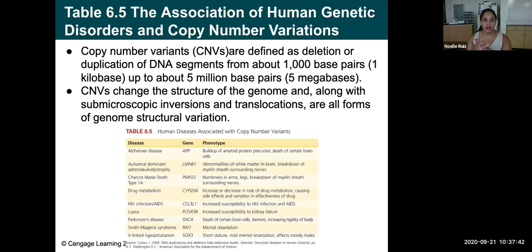Copy number variants are defined as a deletion or duplication of DNA segments from about 1,000 base pairs, which is 1 kilobase, to about 5 million base pairs, called 5 megabases. CNVs change the structure of the genome, and along with submicroscopic inversions and translocations, they're all forms of genome structural variation. So this is when it happens on a large scale.